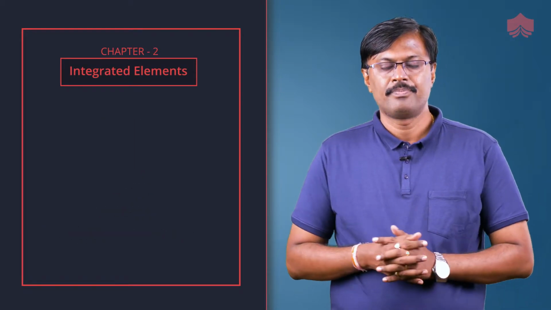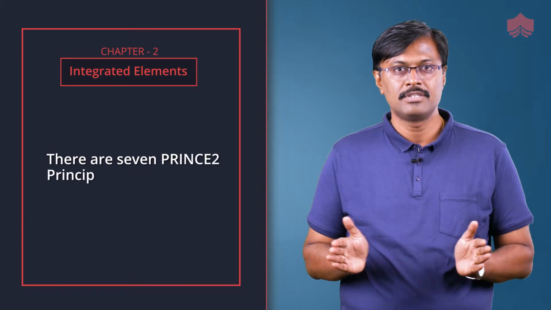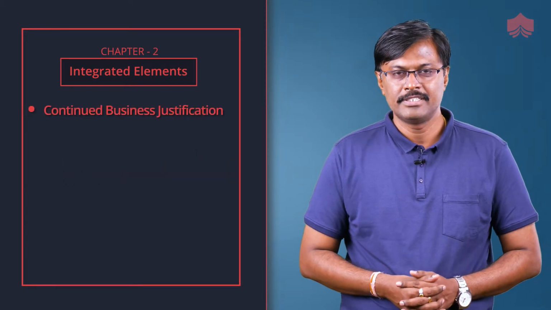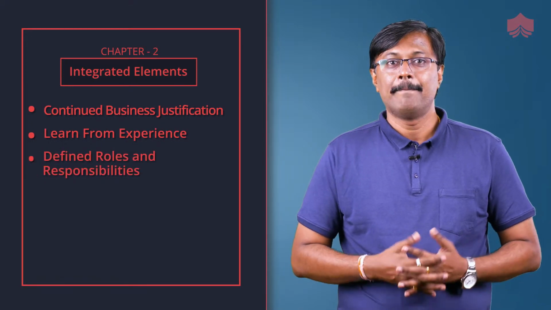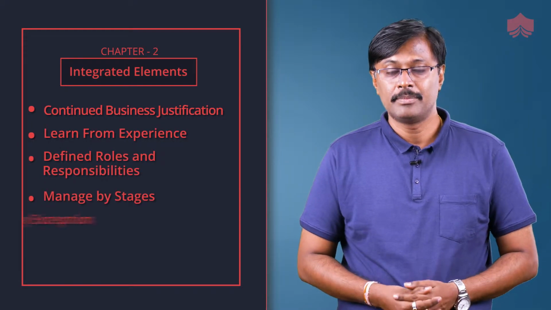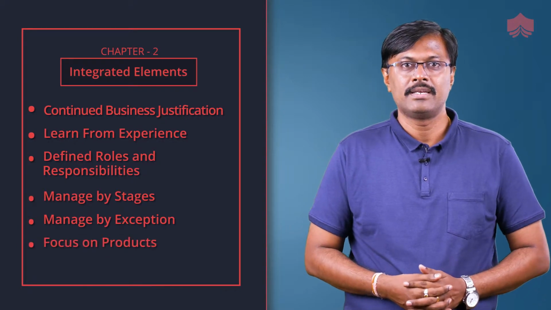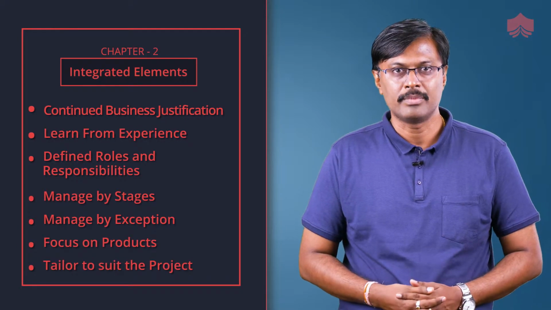PRINCE2 Principles. There are 7 PRINCE2 principles: continued business justification, learn from experience, define roles and responsibilities, manage by stages, manage by exception, focus on products and tailor the project to suit project environment.